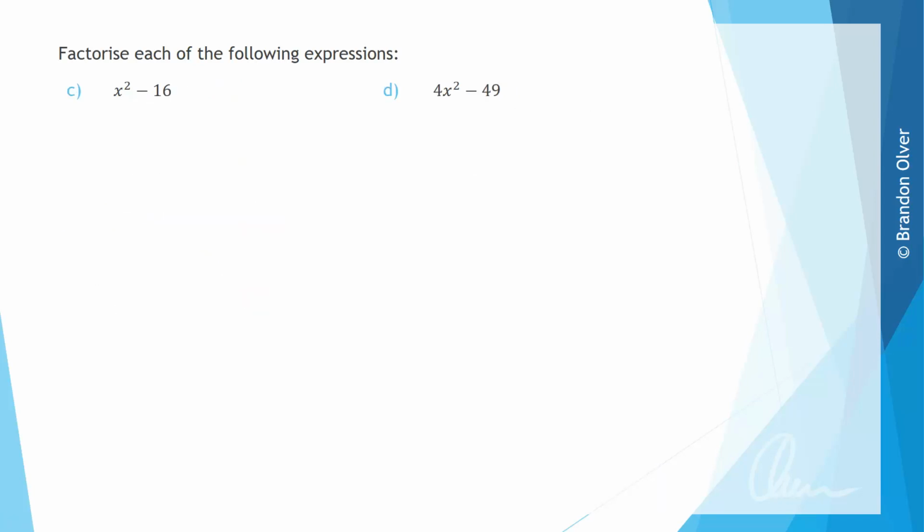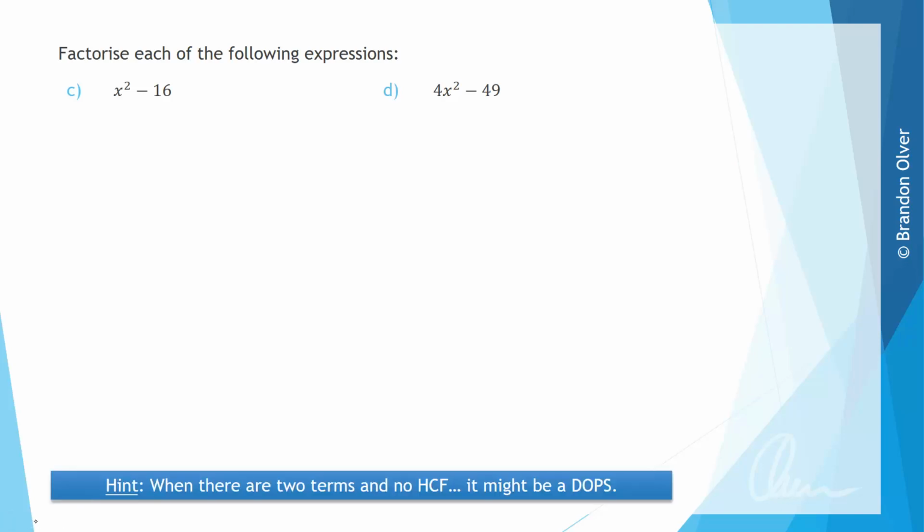So for part C, we want to factorize x squared subtract 16. And first of all, we could check for a highest common factor, or removing a common factor first, and you can see that there's no highest common factor between those two terms. So the hint here is that when there are two terms and no highest common factor, it might be a difference of perfect squares.